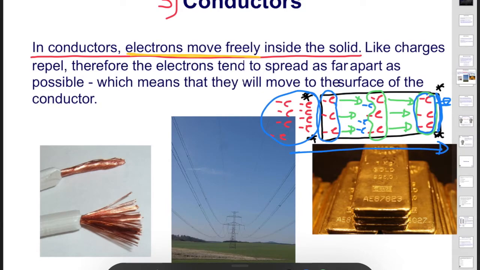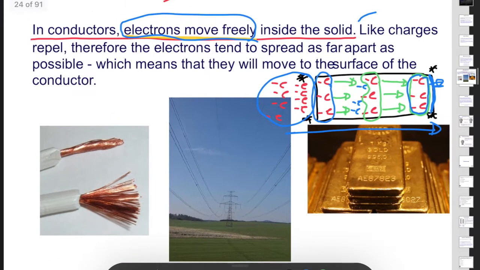since the electrons have the same charge and they don't want to be together, and using the point that the electron moves freely, that's why they're going to try to move as far as possible. Now, if you see right here, the second sentence says, like charges repel, therefore the electrons tend to spread as far as possible, which means that they will move to the surface of the conductor. Exactly what I was trying to explain.